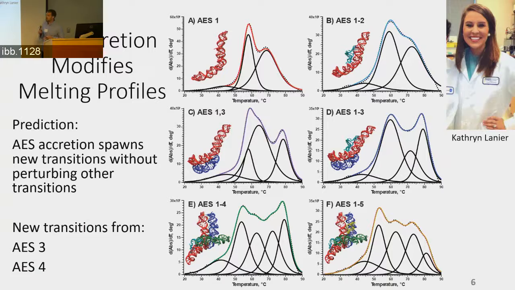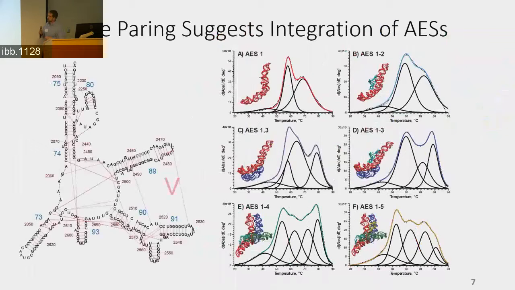On the one hand, this seems to suggest that maybe there's a disagreement with our model. However, if we consider the structure of the ribosome that corresponds to AESs 1 through 5, and we map on the base pairing interactions of that region of the ribosome, as we see in the magenta lines in this figure on the left, what we see is that these nucleotides are really integrated in terms of their base pairing interactions.